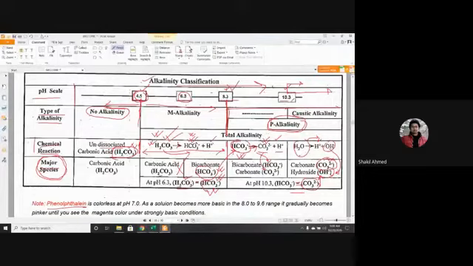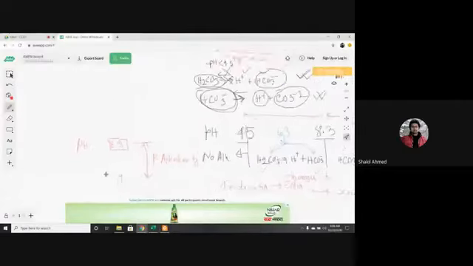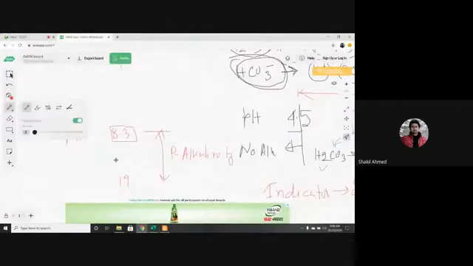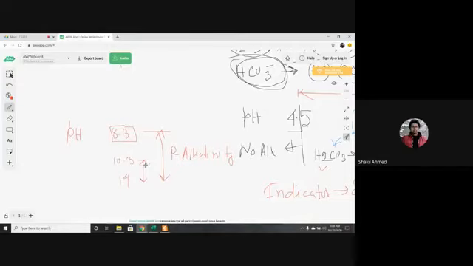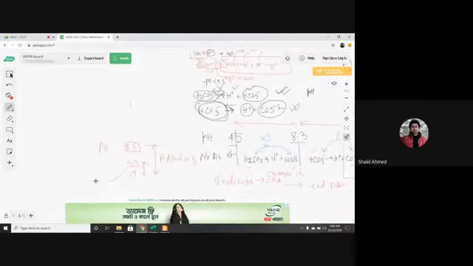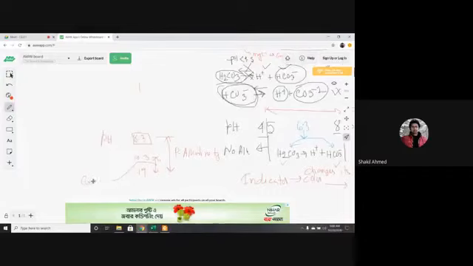Now look here, at 10.3 you start getting hydroxyl ion, and this is called caustic. So the alkalinity beyond 10.3, we call it caustic alkalinity. Okay?